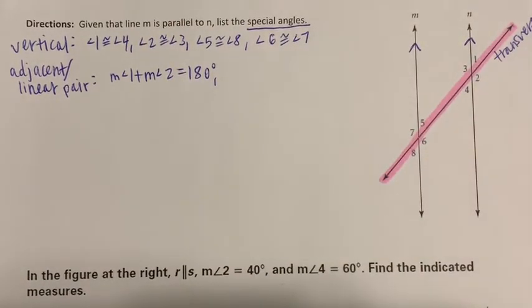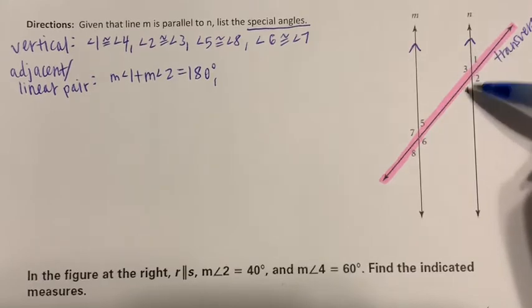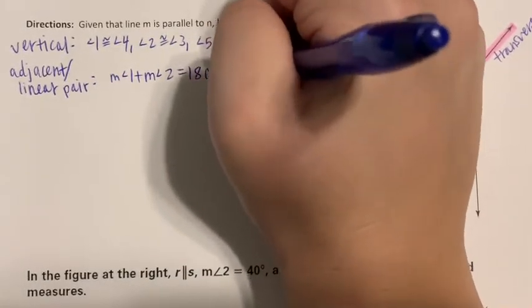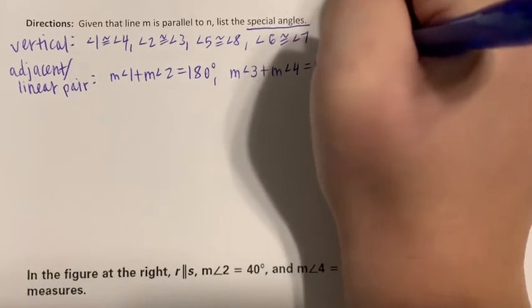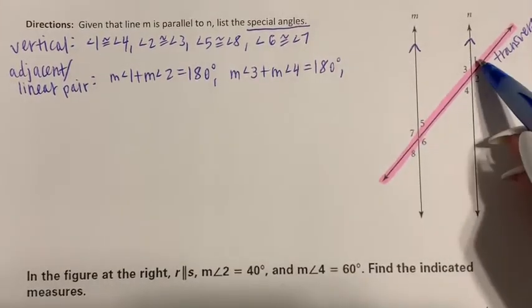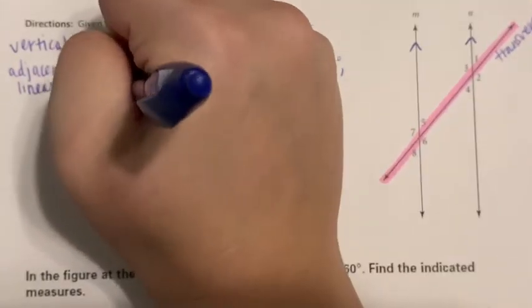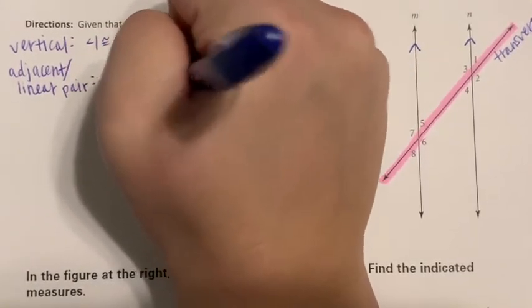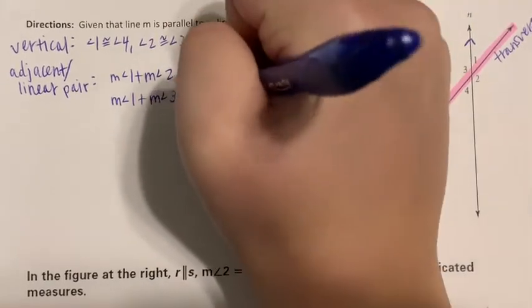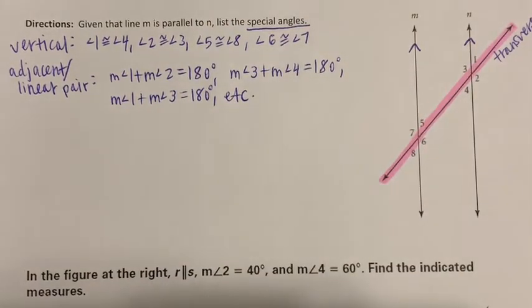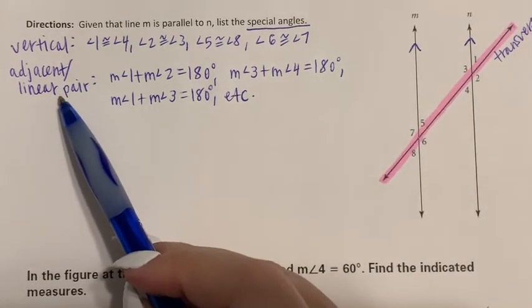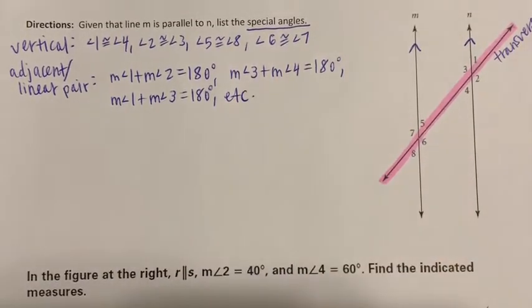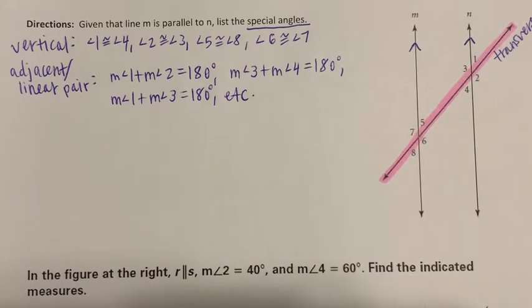We could also say measure of angle 3 plus measure of angle 4 adds to 180 degrees. We can also look this way, measure of angle 1 plus measure of angle 3. So there are many that we could list here that are linear pairs. So I'm just going to put etc. But do know that we have looked at linear pairs or angles that are adjacent here. And so we could list those, and here they're adding to 180 degrees. Now we need to do the 4 new ones that we learned.